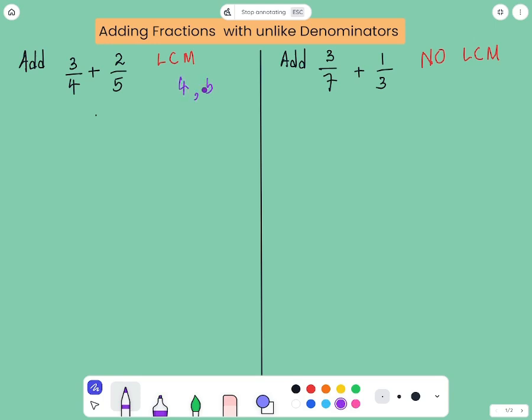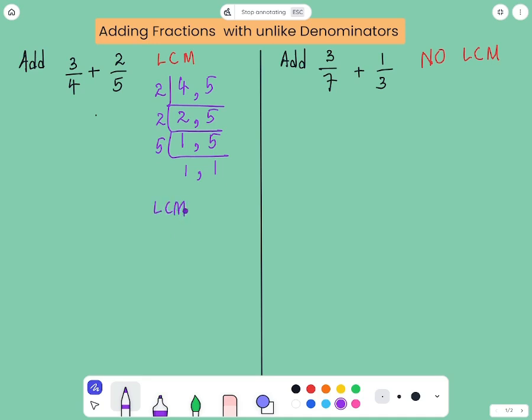4, 5. I use the division method. So here 4 can be divided by 2, start from 2. So 4 divided by 2, that is 2. 5 can't, continue. Then we have 2 again, divided by 2, 1. 5 can't, we continue. Then divided by 5, 1. 5 divided by 5, that is 1.